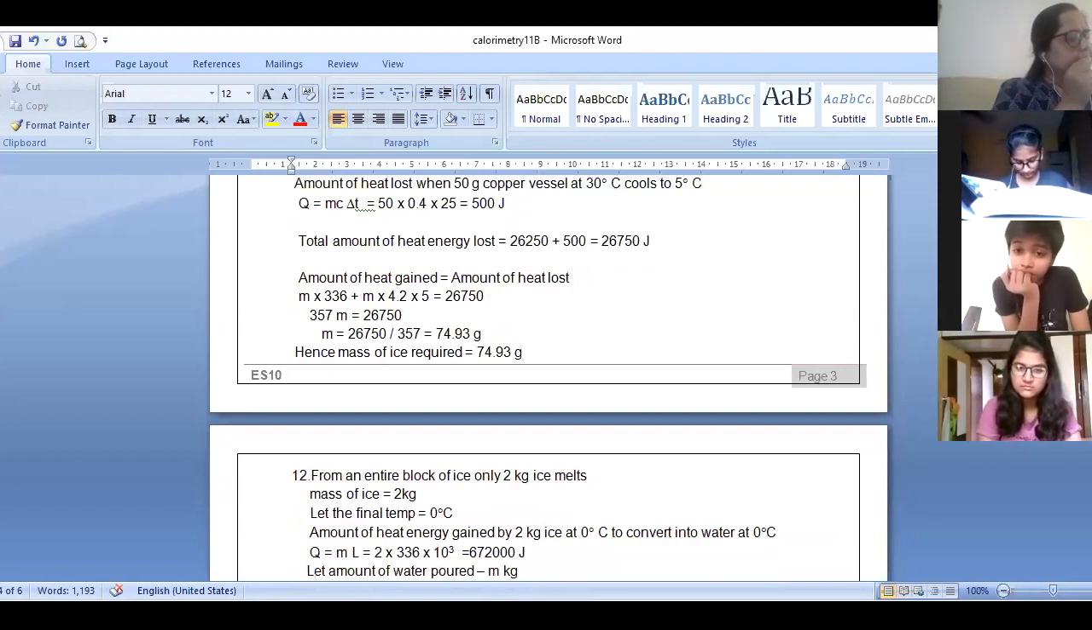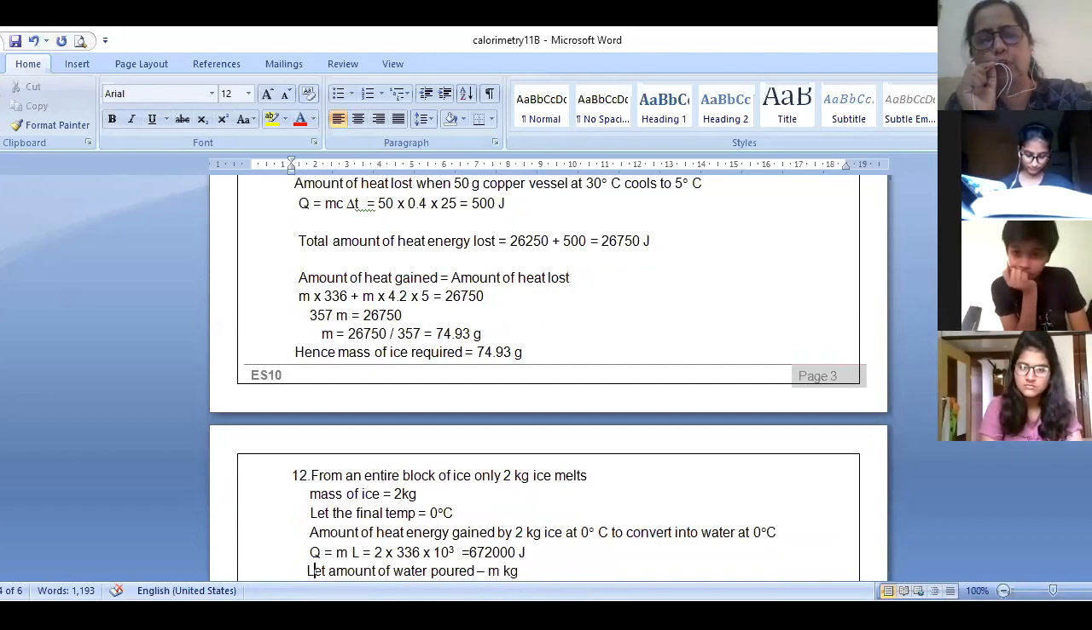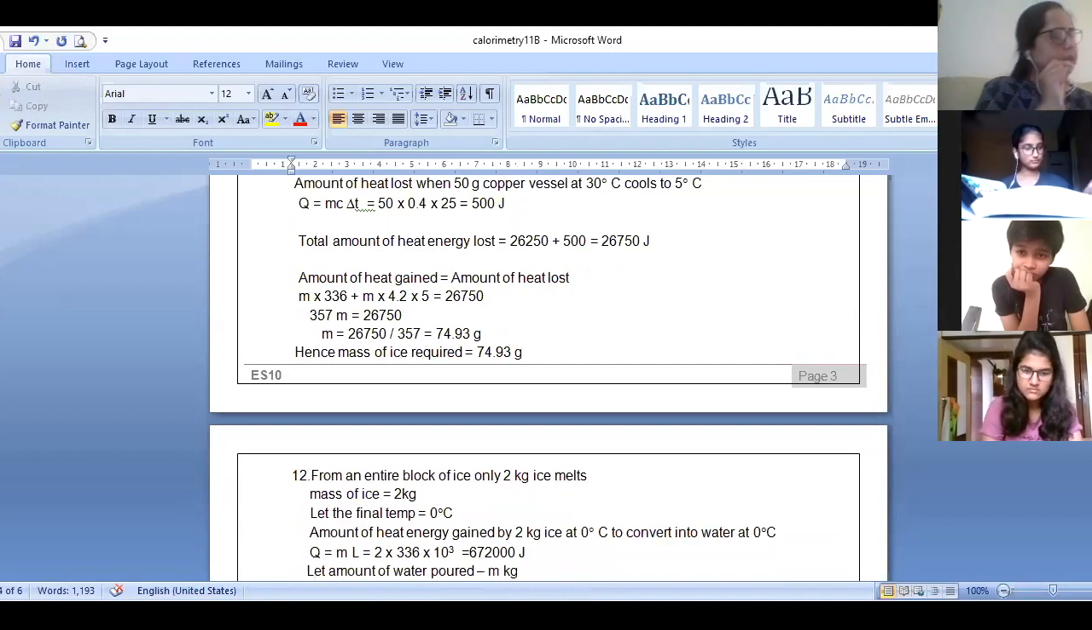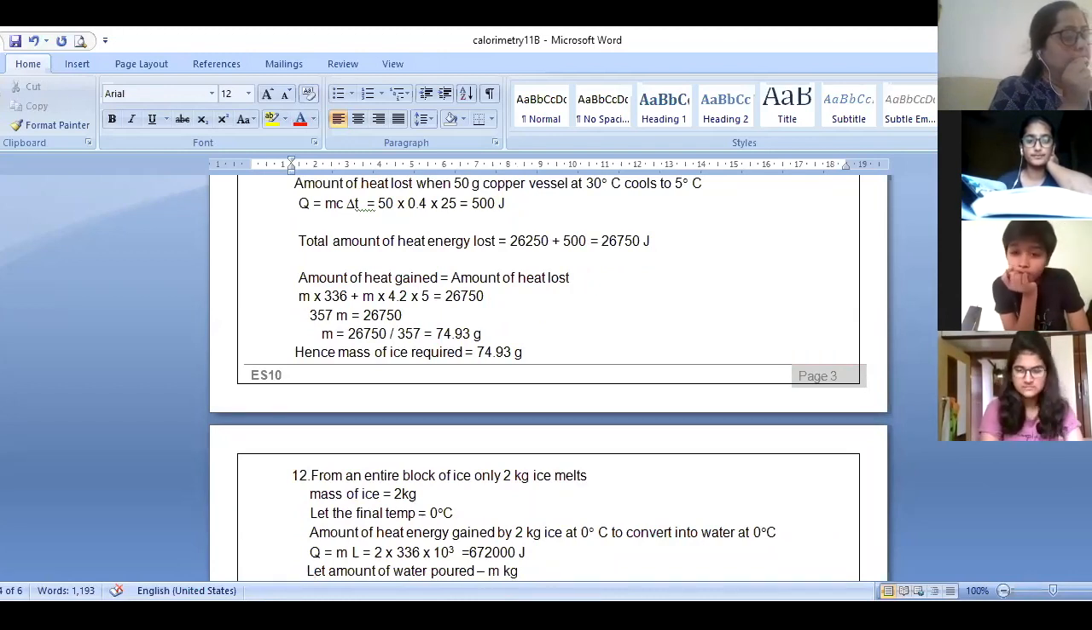So 2 kg ice melts. There is an entire block of 2 kg of ice. You are going to pour some hot water. The mass of ice is 2 kg. Now this ice melts, then some water is poured. Now they are asking you how much water has been poured to melt it. So 2 kg ice, when water at 100 degrees is poured. Boiling water is poured in a hole that is drilled. Now, how much mass of water was used? That is what they are asking.